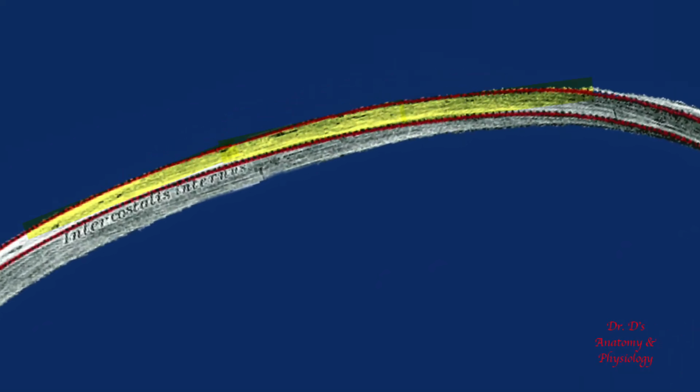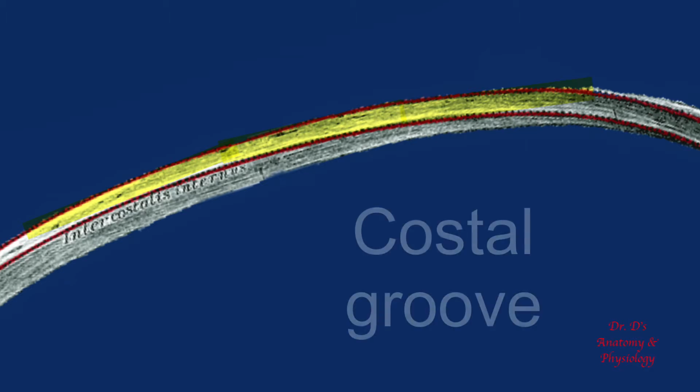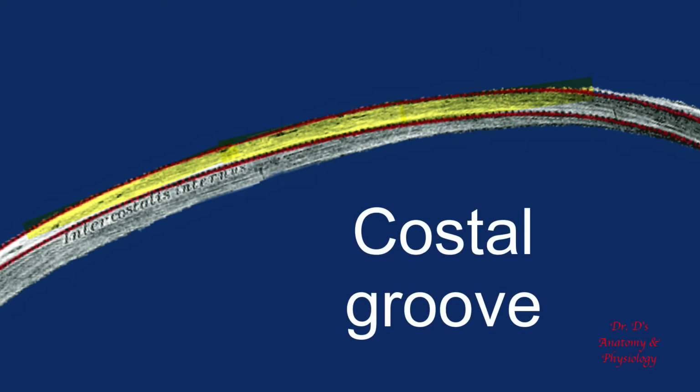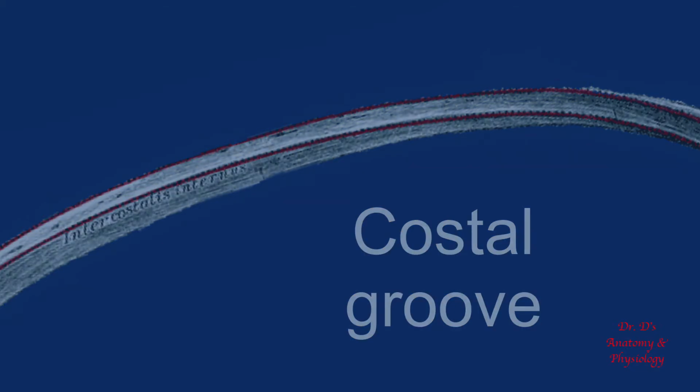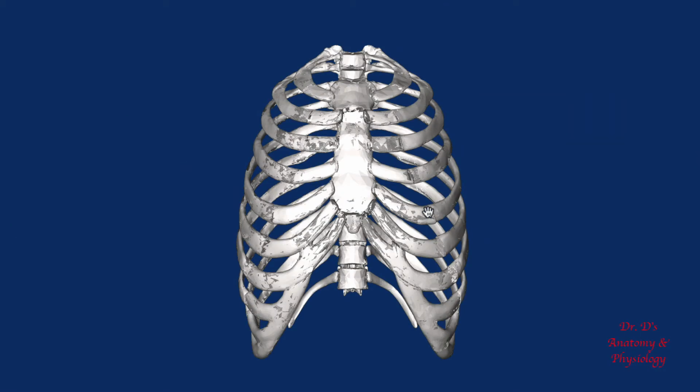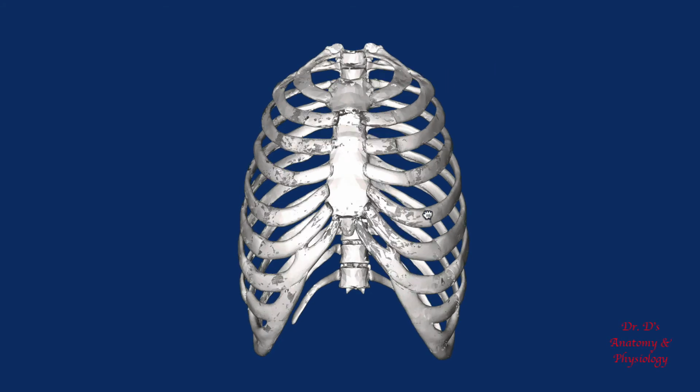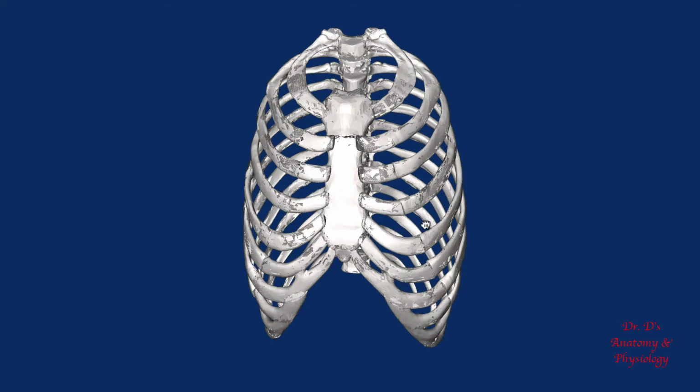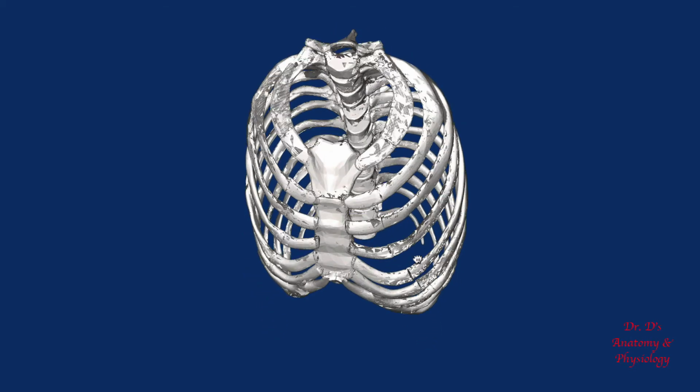So here you can see highlighted the costal groove. And in this illustration, it happens to be between the red lines, which indicate the attachments of rib muscles that will be discussed in a separate video. Now, as you look at each rib, starting with rib number 1, you're going to notice that the anatomy of each rib is going to vary somewhat.